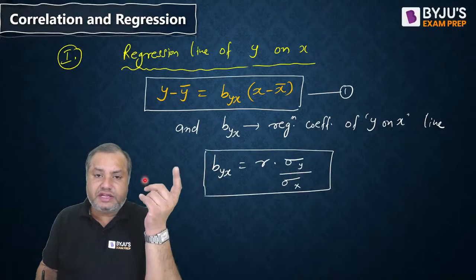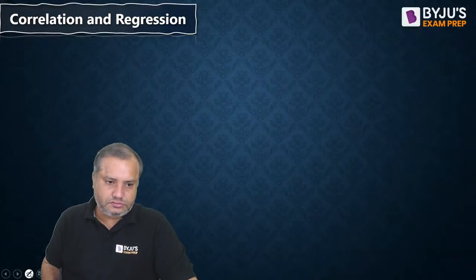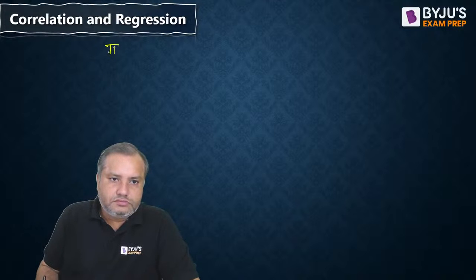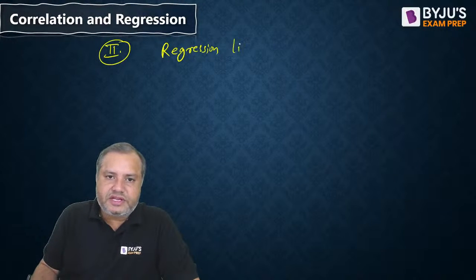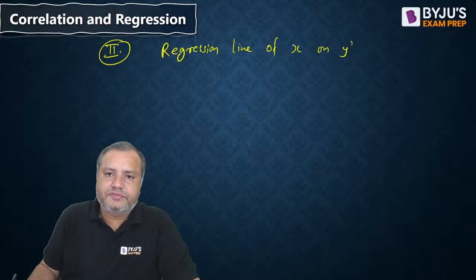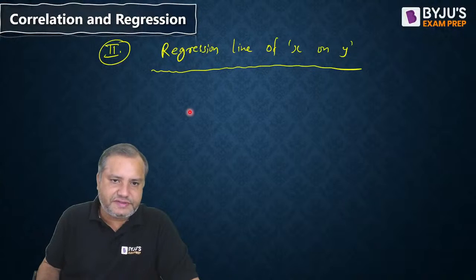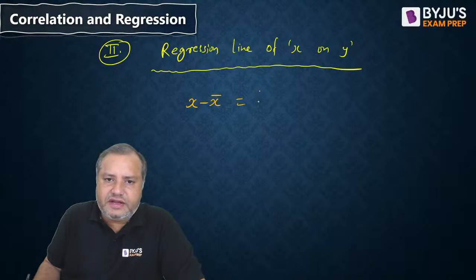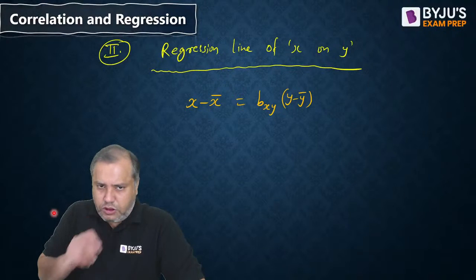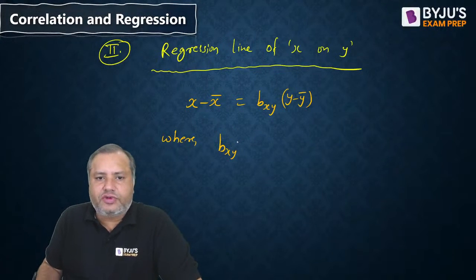Now, the second line. Currently we have seen the regression line of y on x. Next will be the regression line of x on y. Good. Everyone is responding. At least genuine students respond. Very nice. So regression line of x on y, what will it be? X minus x bar on the left hand side, Bxy times y minus y bar on the right hand side. Comfortable? What is Bxy? Bxy is the regression coefficient of x on y line.